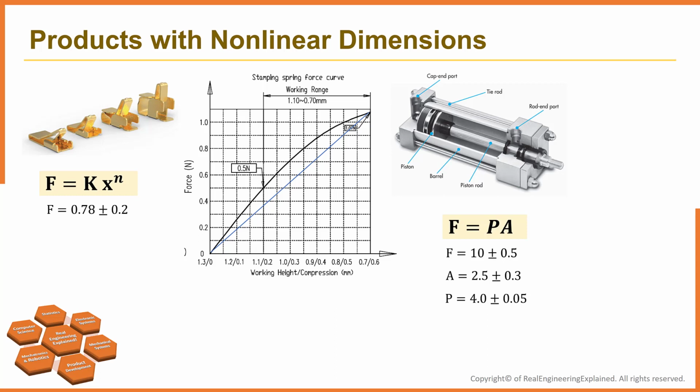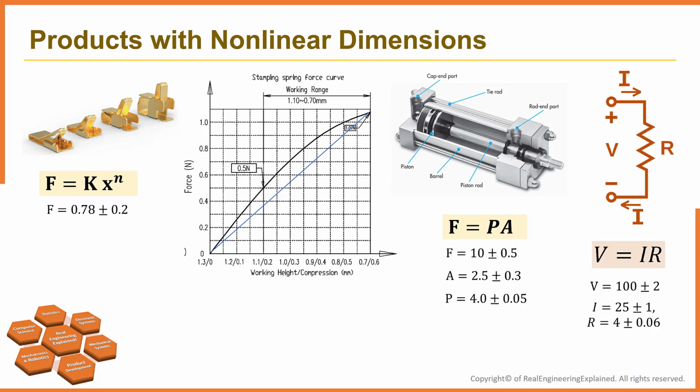The other example is an air cylinder. The force applied is a function of pressure multiplied by area. The tolerance range on the force depends on the tolerance range on pressure and area. The third example is Ohm's law. The voltage equals resistance multiplied by current. These are examples of products with nonlinear dimensions.